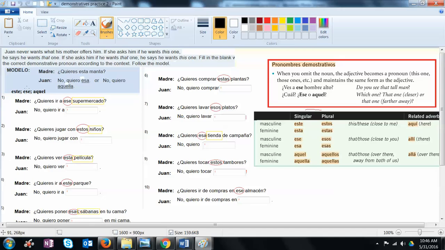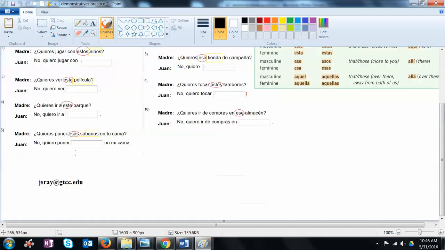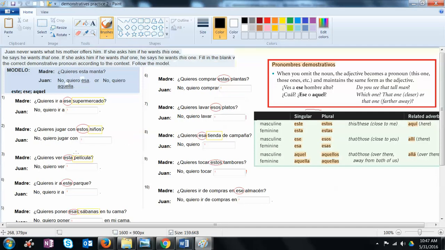So Juan never wants what his mother offers him. If she asks him if he wants this one, he says he wants that one. So we're going to go the opposite, and we're not going to use aquel this time. We're just going to be using este and ese. I mean, you could use aquel, but it doesn't say anything about it being super far away. So you could use either or.